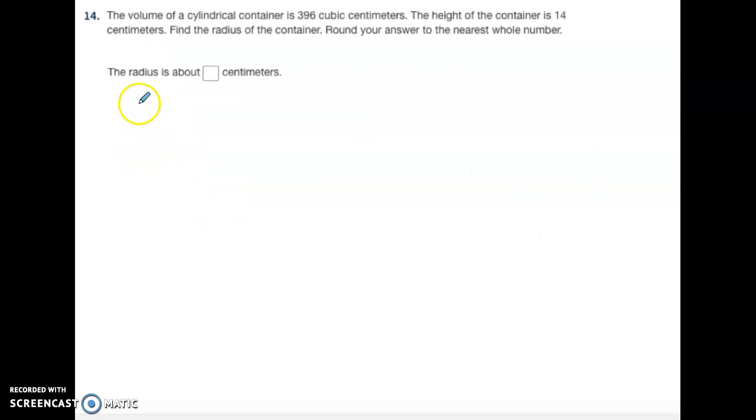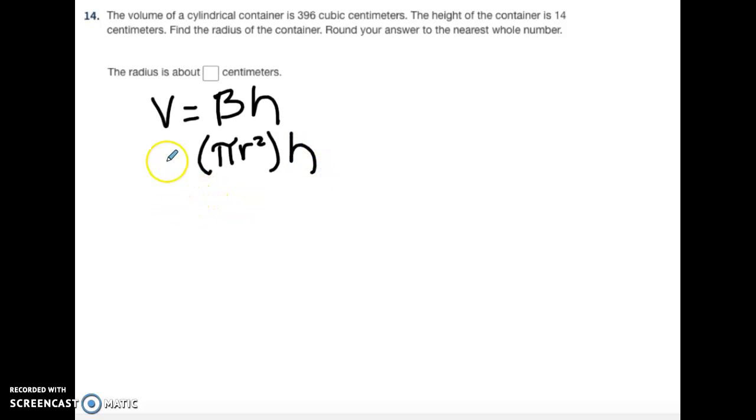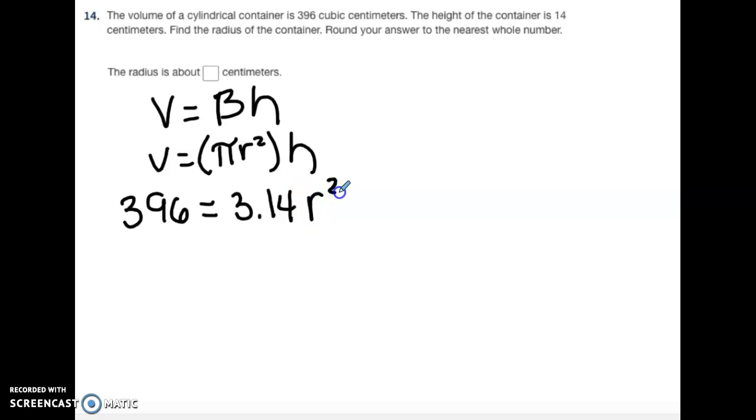Number 14, find the volume. Oh, it gives us volume. So we are talking here about volume of a cylinder. So base area times height. The base of a cylinder is a circle, so pi r squared. All right. Now, given volume, put that in for V, 396 cubic centimeters. We'll use 3.14 for pi. We're looking for radius, so that's what we're solving for, and then we are given height at 14.